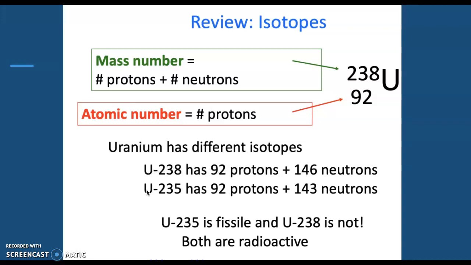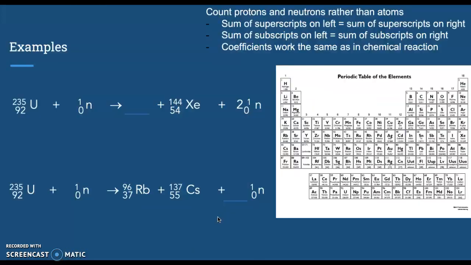U-238 and U-235 both have 92 protons because if it had more or less, it'd be a different element. In this case, you know that there are 92 protons, so you do 235 minus 92 to get 143 neutrons. And uranium-235 is fissile. It can be used in a fission reaction, and U-238 is not. Both are reactive. So let's do some example problems.